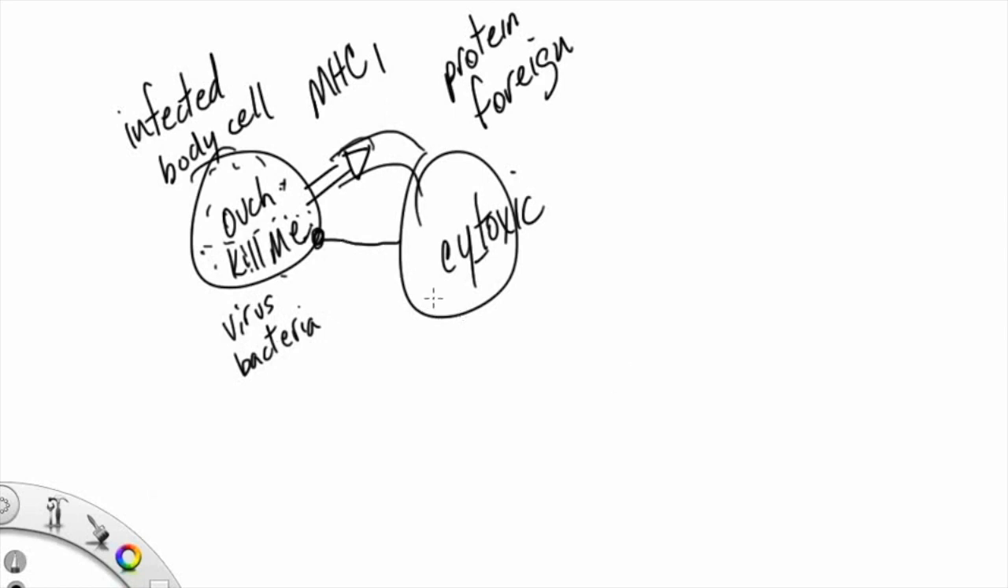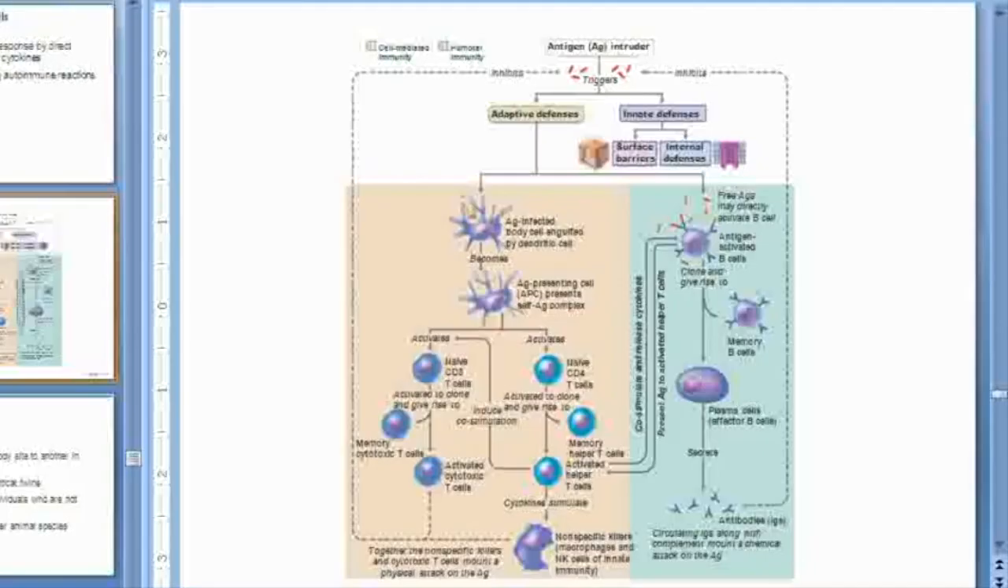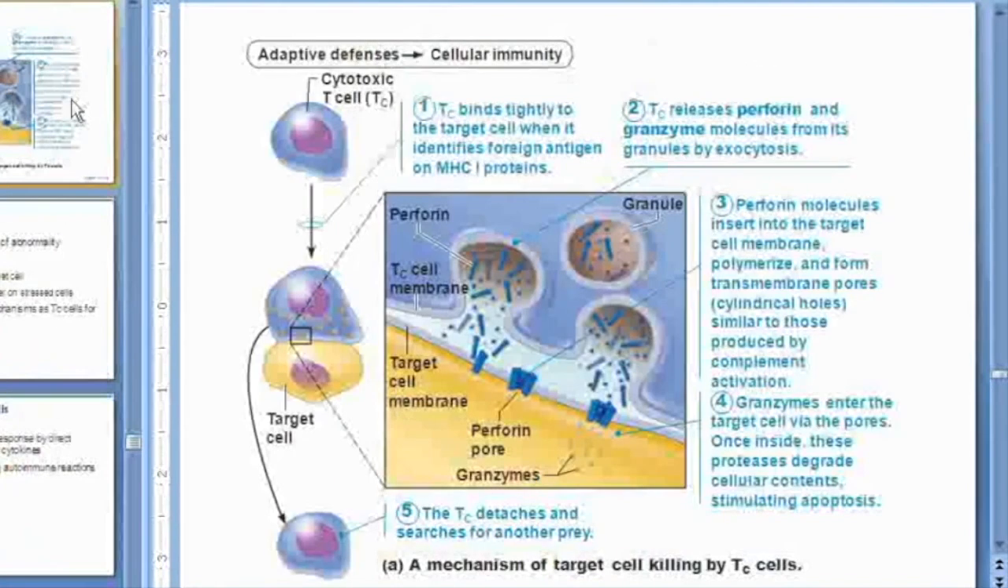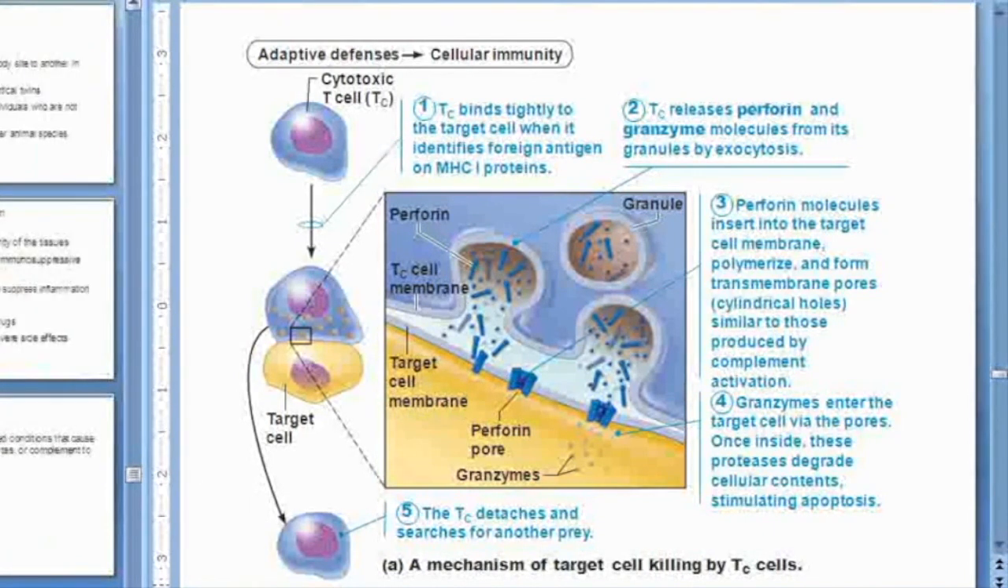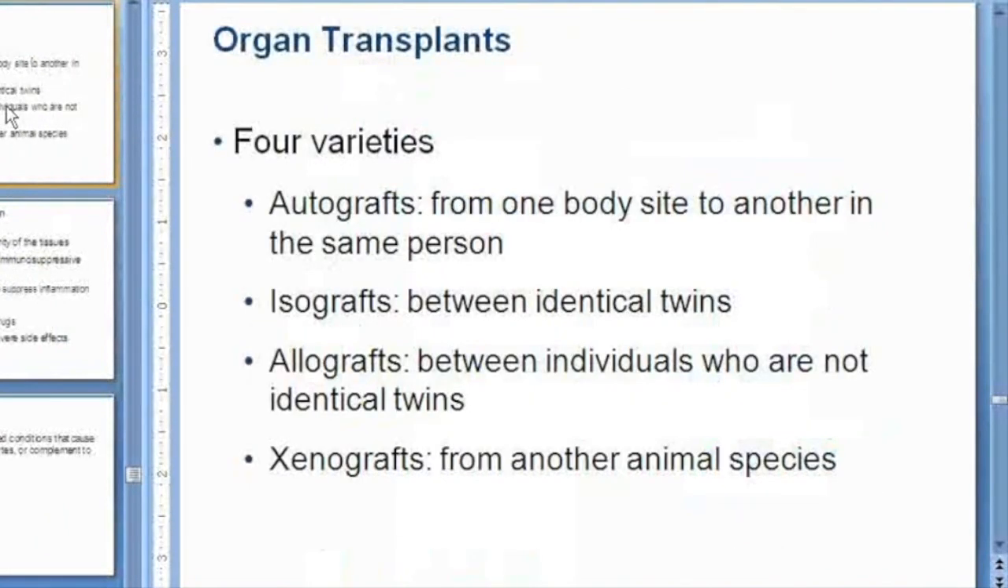That's why they call these contact killers. They get up close and personal and kill that one. We see the picture right there. So now we just have to wrap it up. And here's how we're going to wrap it up.